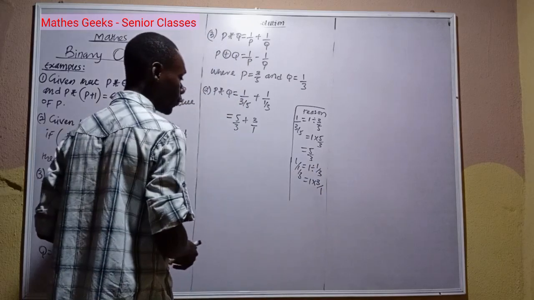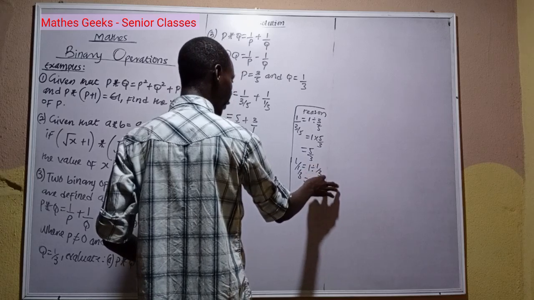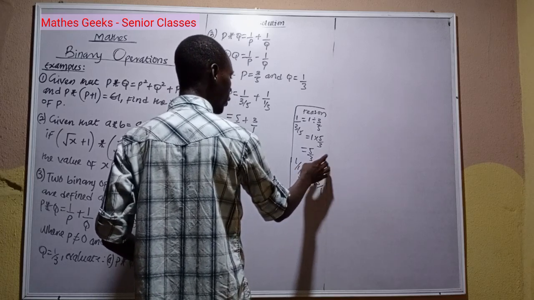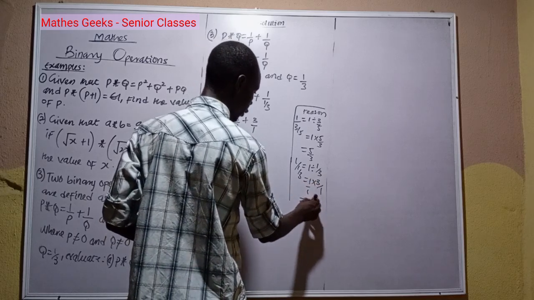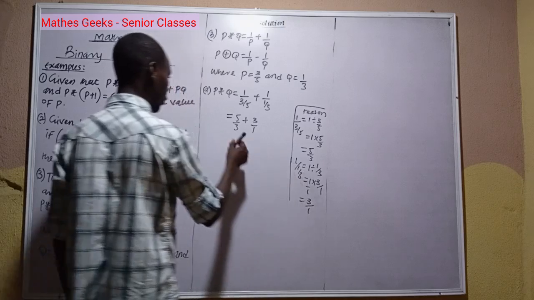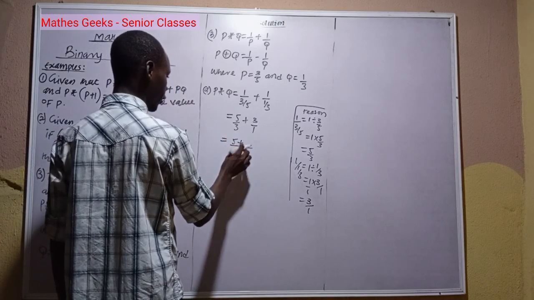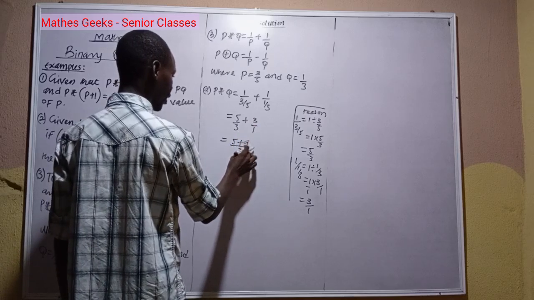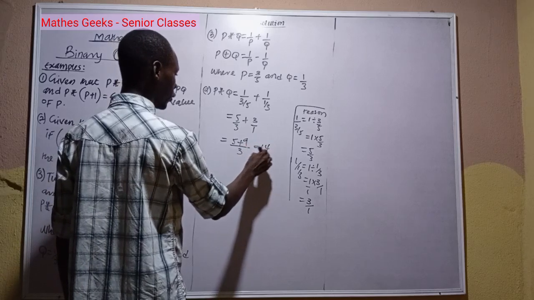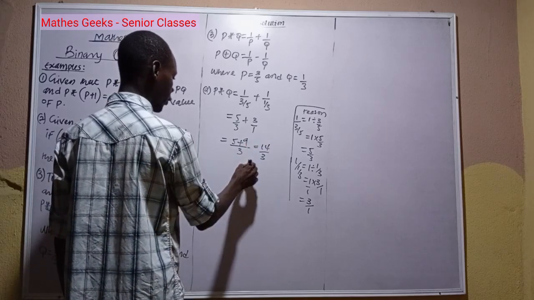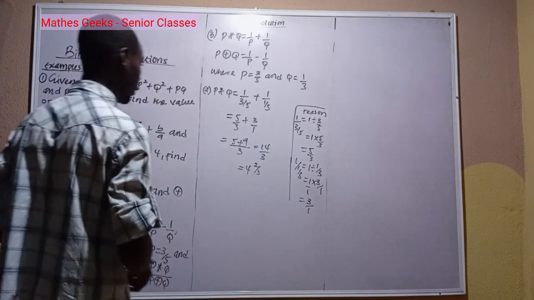Division of fractions: change the division sign to multiplication, then the other fraction is inverted. The denominator becomes the numerator and the numerator becomes the denominator. Then multiply 1 times 2, 1 times 1. So 5 over 3 plus 2 over 1. The LCM is 3. 5 plus 6 is 11 over 3. That's P star Q.